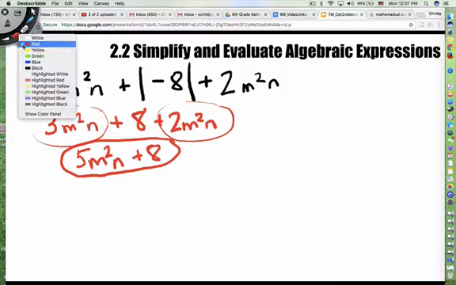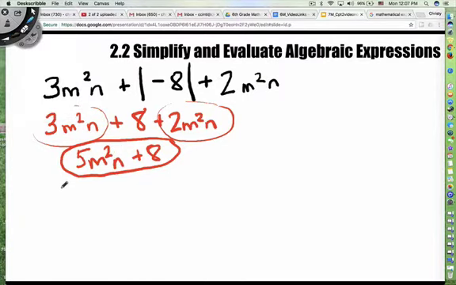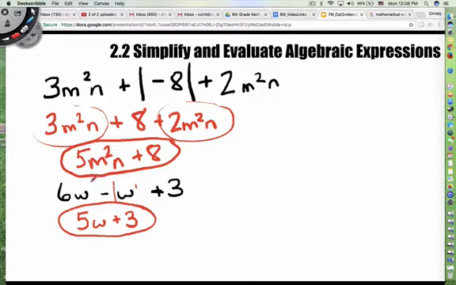Another example to put down in your notes: 6w subtract w plus 3. How do you simplify this? Look for like terms. 3 is a constant, so it doesn't have a variable. W, this is 1w to the first, or really negative 1w to the first, and here's 6w. So 6 minus 1 is 5w plus 3. Okay, and we circle our answer again.